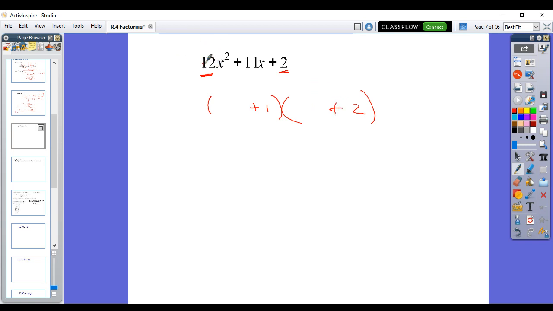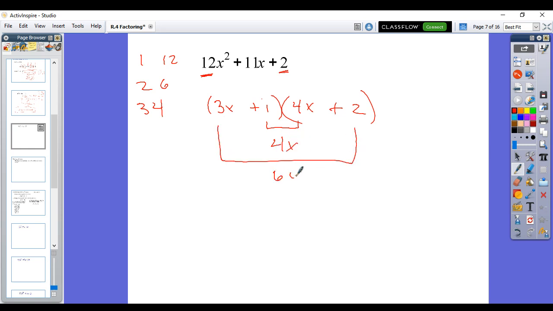Now these are going to be the factors of 12. So all possible factors of 12: 1 and 12, 2 and 6, 3 and 4. Now, which one goes where? It's actually really important in this one because this is a 1, this is a 2. Let's start out with this one right here. Put 3 right here, 3x, and 4x. Let's see what happens. 1 times 4x is 4x. 3 times 2 is 6x. That gives me 10x. That doesn't work because I need 11.